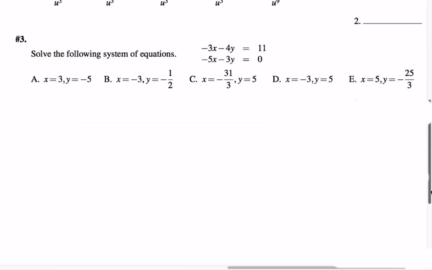And in problem 3, your job is to solve this system of two equations. So we want to know what x and what y simultaneously satisfy both the equation negative 3x minus 4y equals 11 and negative 5x minus 3y is equal to 0. So what's the strategy that you would use to try and solve this system?